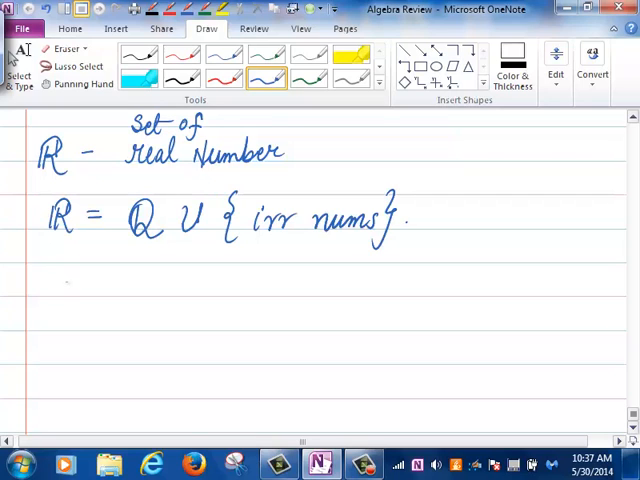And notice that the collection of natural numbers is contained in the collection of integers. The collection of integers is contained in the collection of rational numbers. And the collection of rational numbers is contained in the collection of real numbers. And you can also say the collection of real numbers is contained in the collection of complex numbers, but in this course, we don't worry about complex numbers. We only work with real numbers.